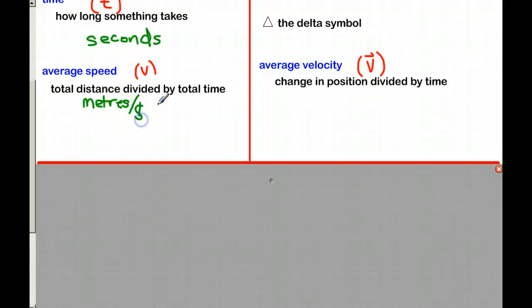Sorry about that, guys. My brain's thinking one thing and my pen's doing another. Okay, meters per second, and meters per second as well.